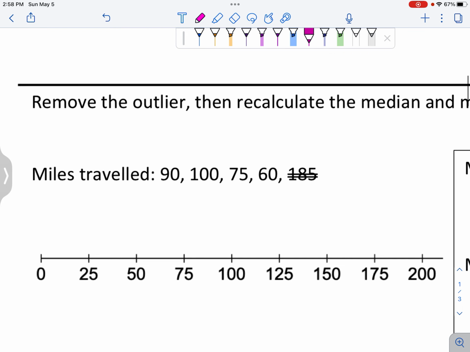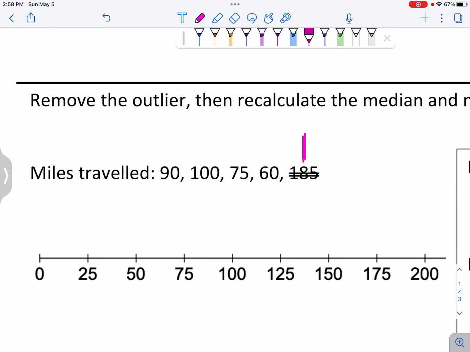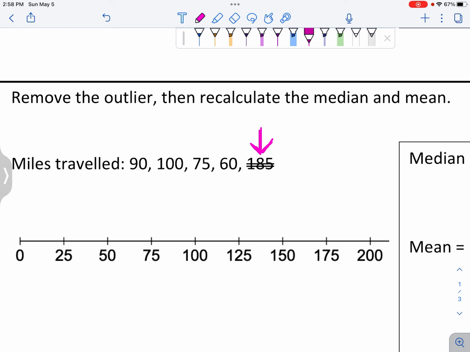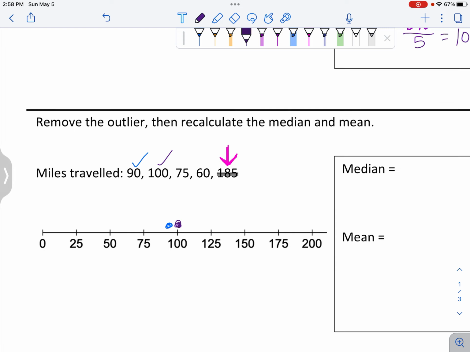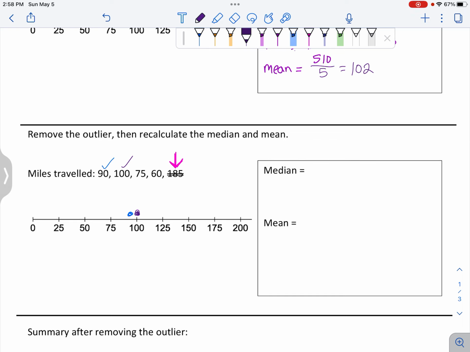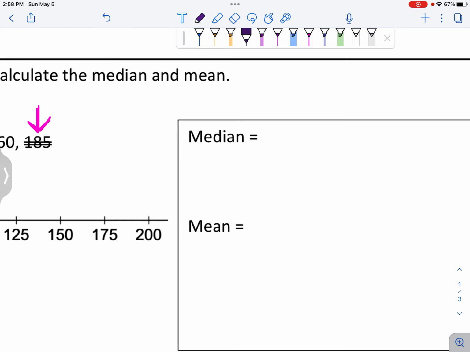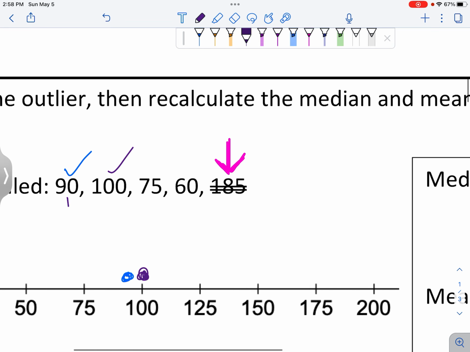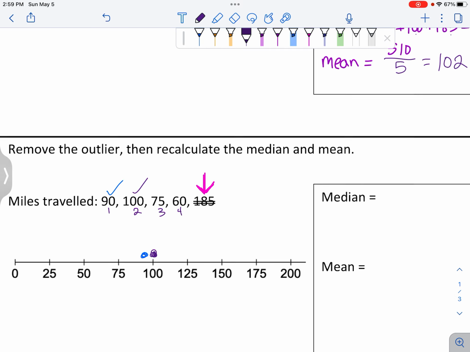So I'm showing you which one is the outlier. It's 185, and we also figured that out. So we're going to plot them again. So I'll put 2 of them on and you'll need to finish. So we need 90, it's about there, and 100, which is about here. You need to put the other 2 on, and then you need to find the median again. But remember that this is going to be an even number of points because there's 1, 2, 3, 4. So you will need to add the 2 middle numbers and divide by 2.